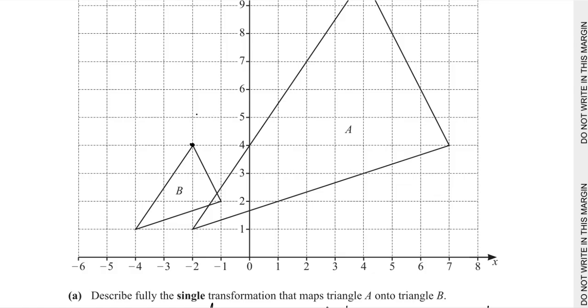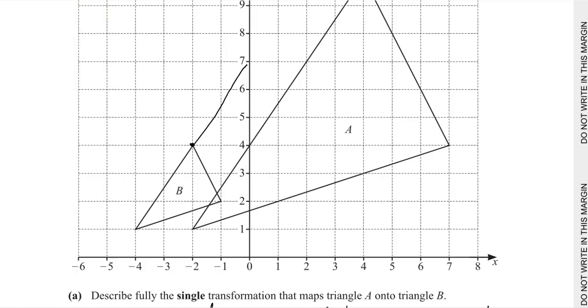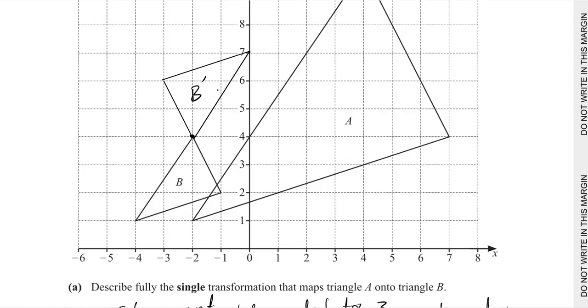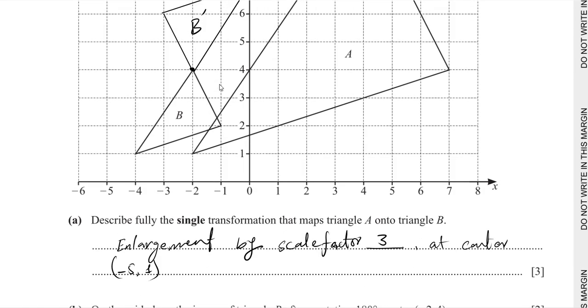Let me use the other pen. Where is it? This one. Or we can just choose a dotted line. I don't think there is a dotted line. And for this one, it's going to be until here. This one is going to be our B dash. I hope you understand this.